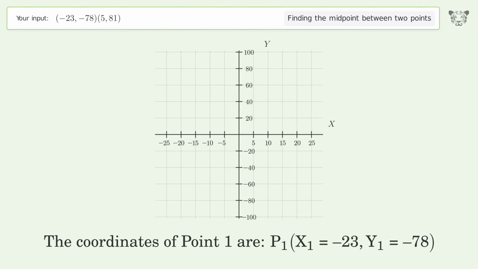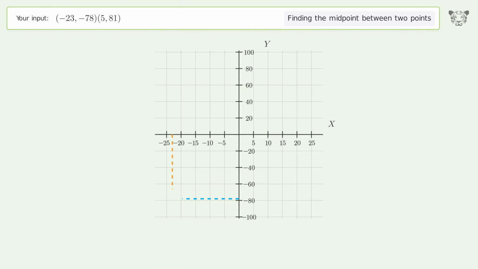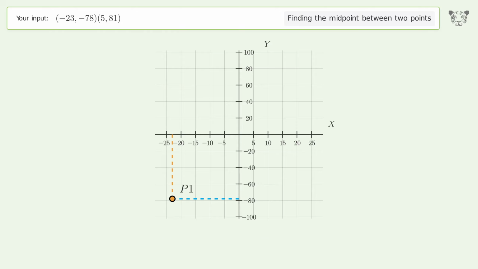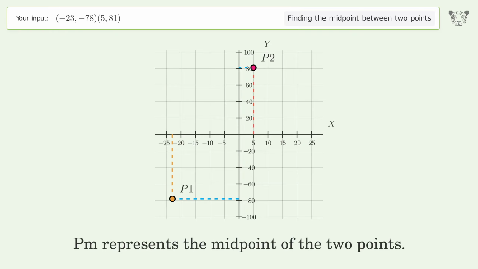The coordinates of point 1 are, x1 equals -23, y1 equals -78. The coordinates of point 2 are, x2 equals 5, y2 equals 81. PM represents the midpoint of the 2 points.